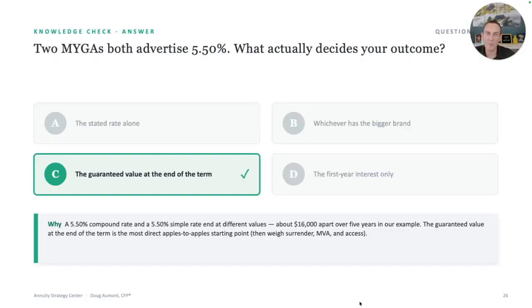If you recall back from our example, a MYGA with a compound interest versus simple interest, how there was almost a $16,000 difference over just a 5-year period of time. And so look at the contractual guarantees, not just the headline interest rate when comparing products.